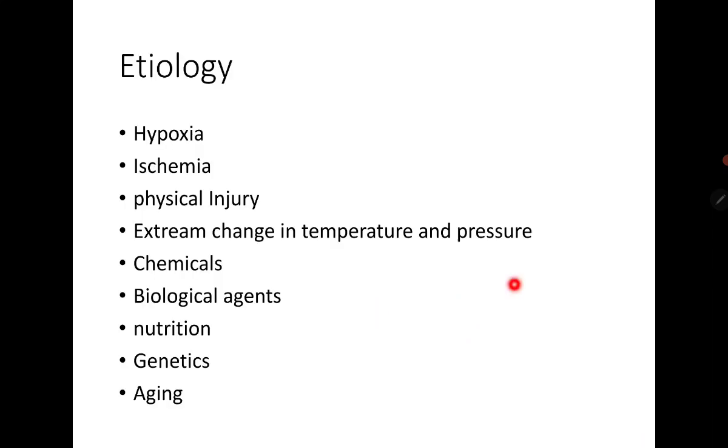Etiology. Etiology is nothing but the cause of the disease. It is divided into hypoxia and ischemia. Hypoxia is nothing but a decrease in oxygen supply. Ischemia is a decrease in blood supply. Physical injury may be mechanical, extreme changes in temperature and pressure. Chemicals, which may be oxygen radicals, as well as any radiation. Biological agents, which include pathogens, bacteria and viruses. Nutrition, genetics and aging.